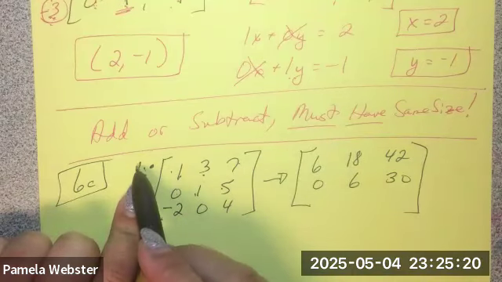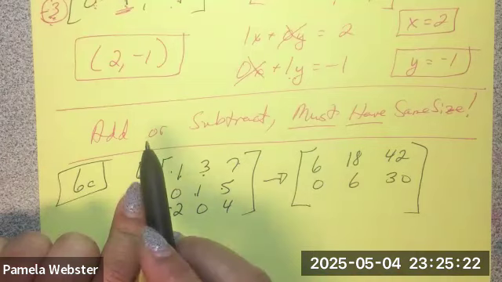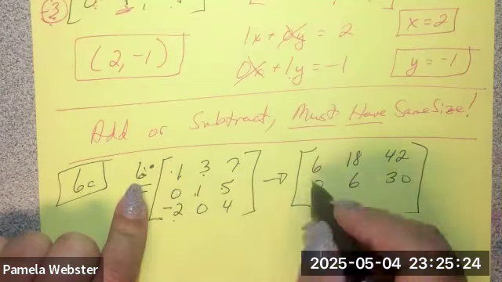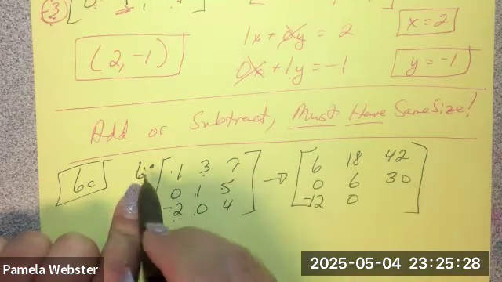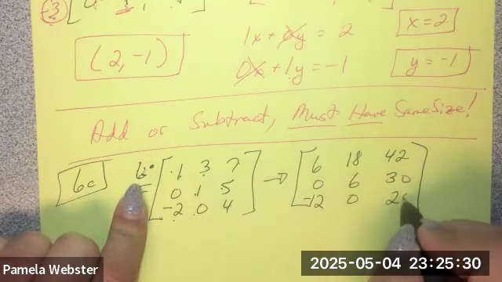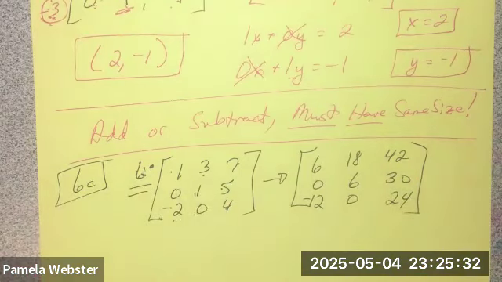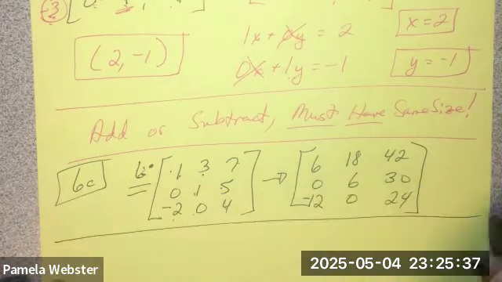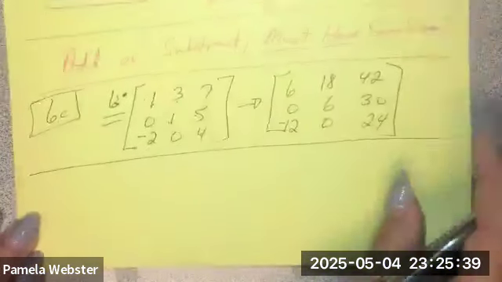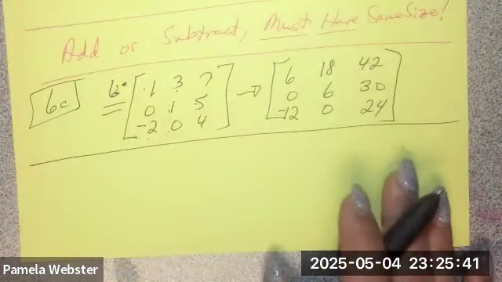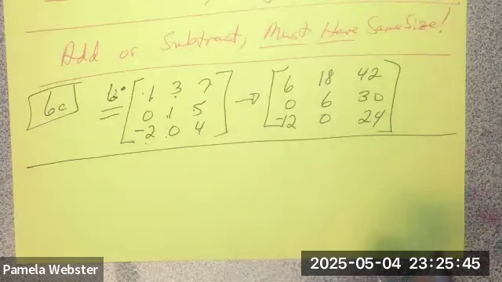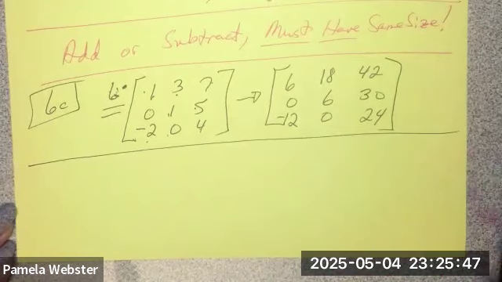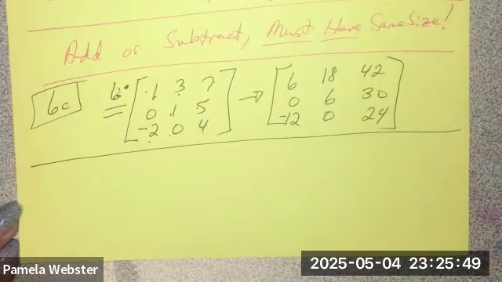Keep going. You're not finished. Do every single term by the 6. 6 times -2 is -12. 6 times 0 is 0. 6 times 4 is 24. And most of you did really well with that, multiplying by a constant. A couple of you struggled a little bit with it just because maybe you didn't realize every single term was going to get multiplied. So be careful of that.